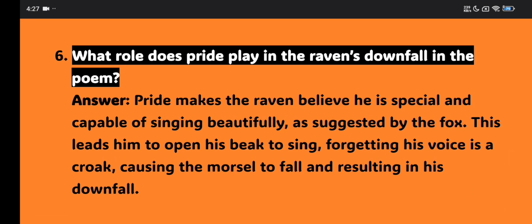Question number 6. What role does pride play in the raven's downfall in the poem? The answer is, pride makes the raven believe he is special and capable of singing beautifully, as suggested by the fox. This leads him to open his beak to sing, forgetting his voice is a croak, causing the morsel to fall and resulting in his downfall.